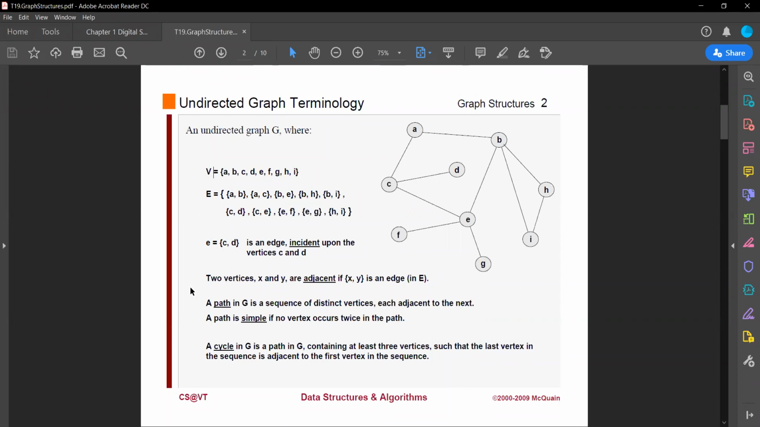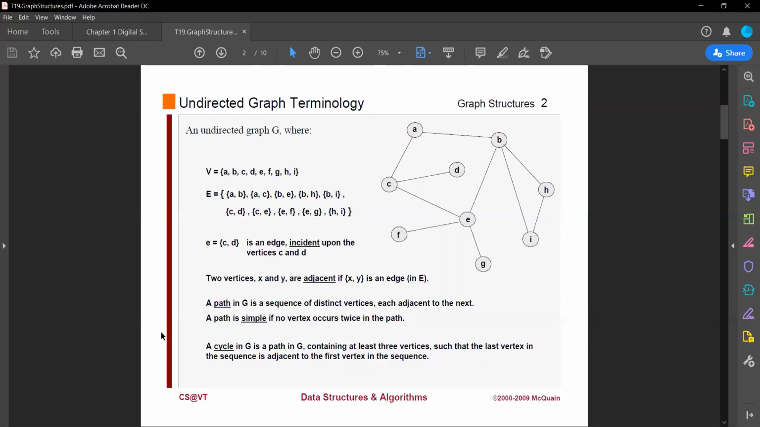Two vertices X and Y are adjacent if X comma Y is an edge in E. So C and D are adjacent here, and C and E are adjacent, F and E are adjacent. We can tell E and G are adjacent, E and B are adjacent, E and I are adjacent, E and H are adjacent, H and I are adjacent, as well as B and A are also adjacent.